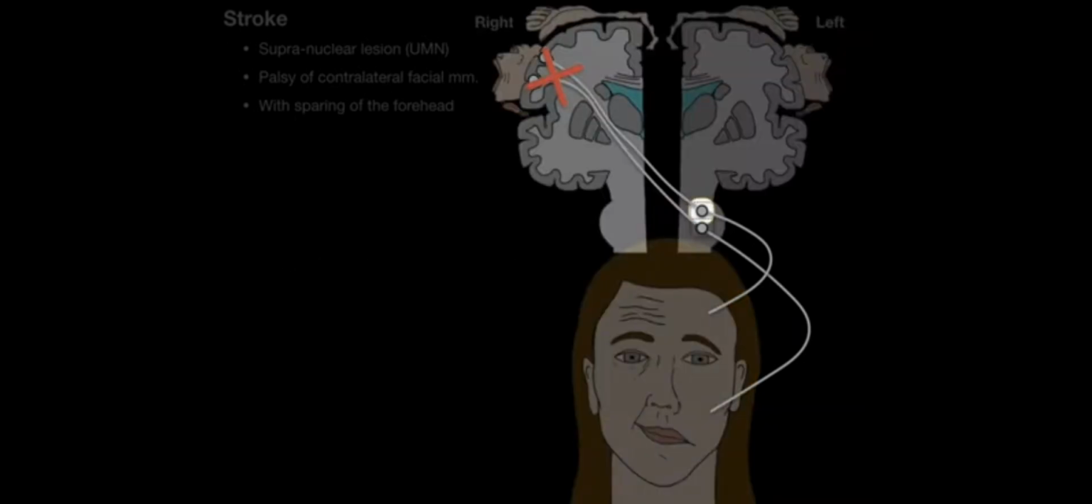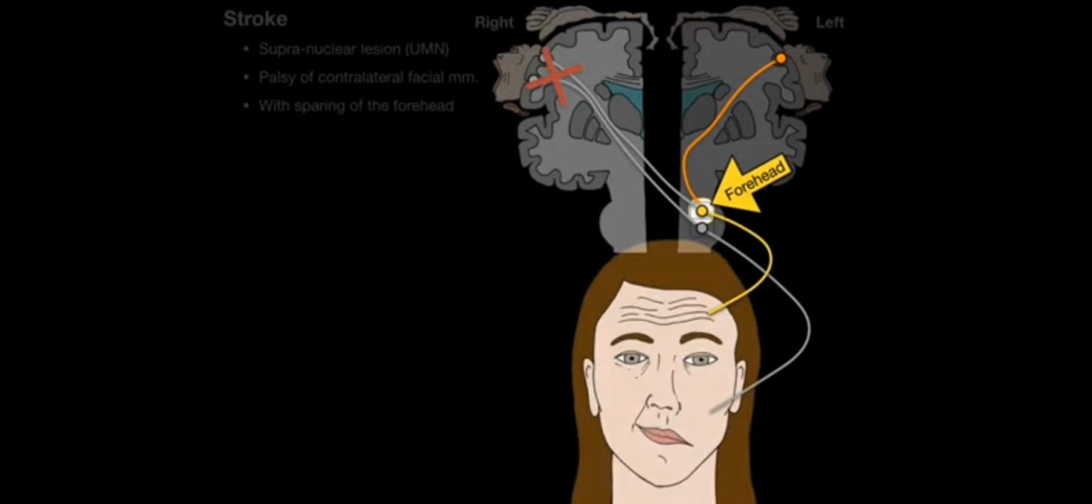You talked about that there's something funky about the forehead nucleus. We can't forget that upper motor neurons from the ipsilateral side can also stimulate the lower motor neurons that go to the forehead. As a result, that is what a stroke looks like: sparing of the forehead and paralysis of the contralateral lower face.